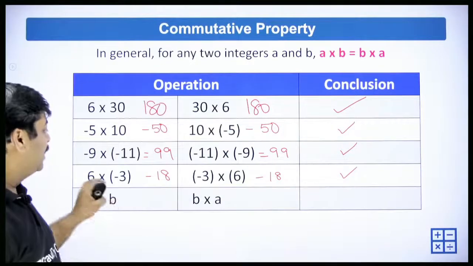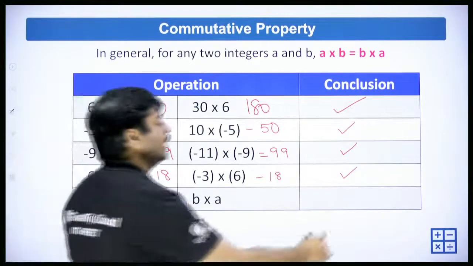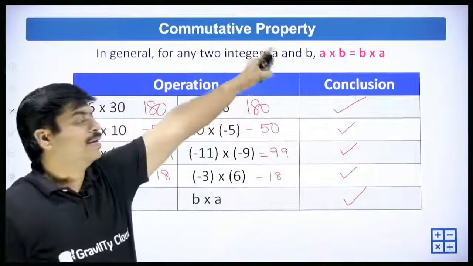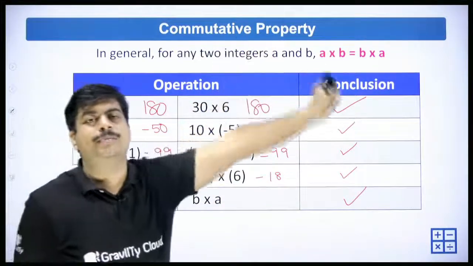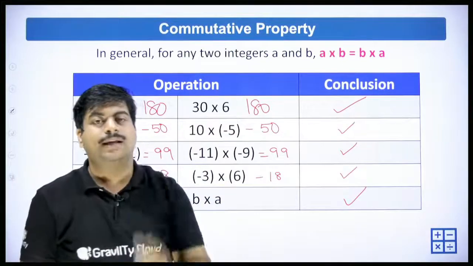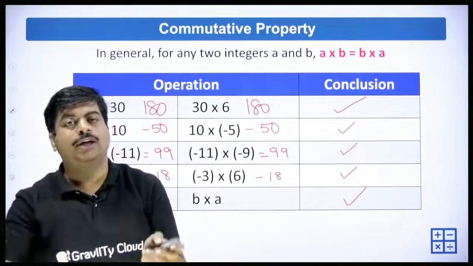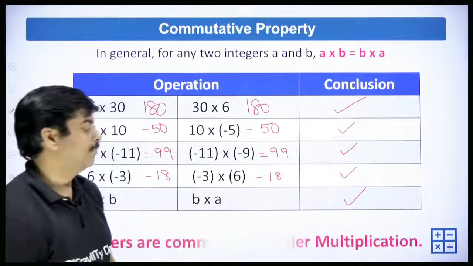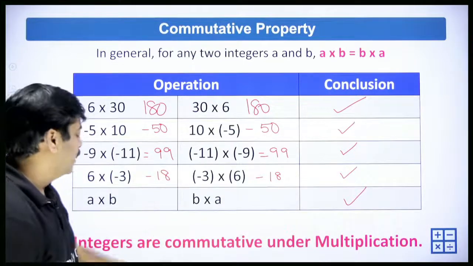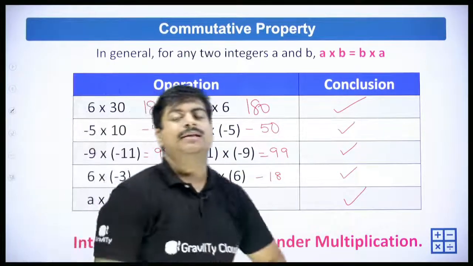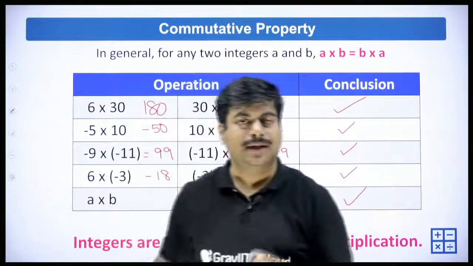So I can say that a into b and b into a are always equal. A into b is equal to b into a. From there I can say that multiplication is true, I mean to say the commutative property is valid with multiplication. Integers are commutative under multiplication, right?